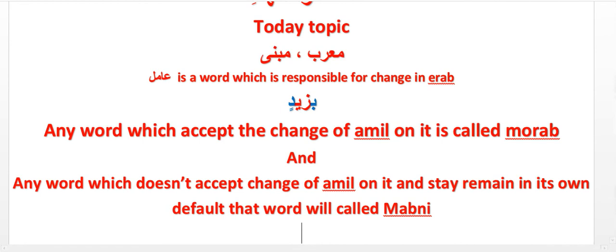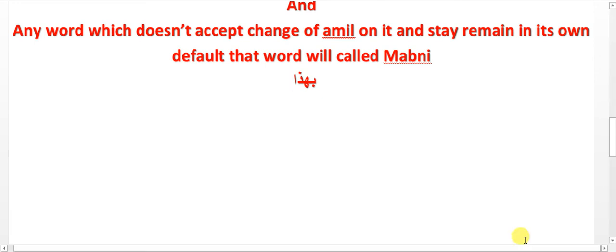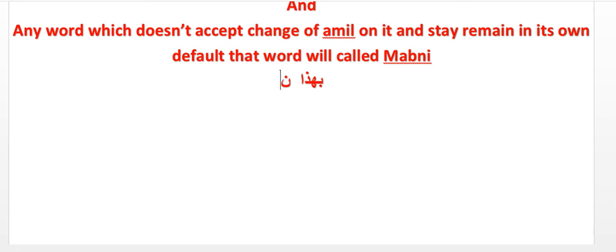Now let me give you the example of Mabni also. Haza is Mabni. You don't have to worry about how I know Haza. You will learn later, inshallah. I know Haza is a Mabni. If I add ba before Haza, the I'rab of Haza doesn't change, and it doesn't become bi Hazi. It's always Haza. Even if you add ba harfe jar before it, it is still pronounced Haza.